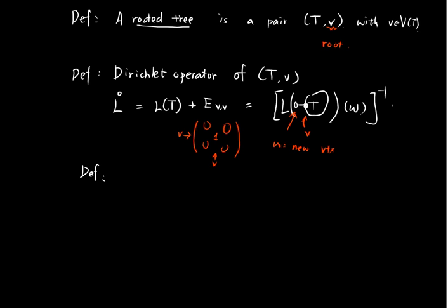And the definition of the bottleneck matrix is just equal to the inverse of the Dirichlet operator. And the theorem says that the ij entry of the bottleneck matrix has the meaning we mentioned before.